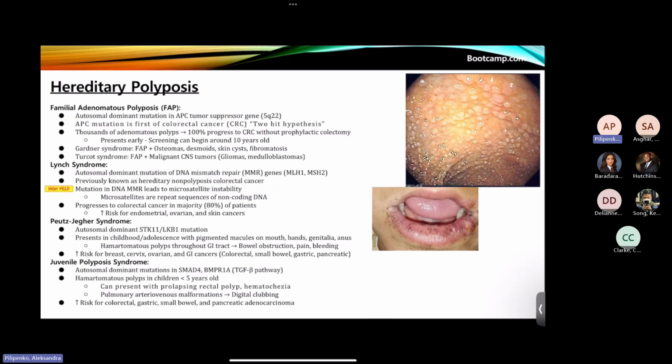And also some polyposis. You will learn about FAP, familial adenomatous polyposis, and Lynch syndrome. The thing about those syndromes is you do need to know all of the tumor markers involved, what genes, and whether it is a loss of function or gain of function, and so on.